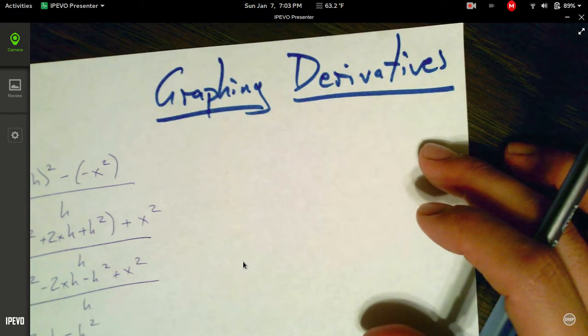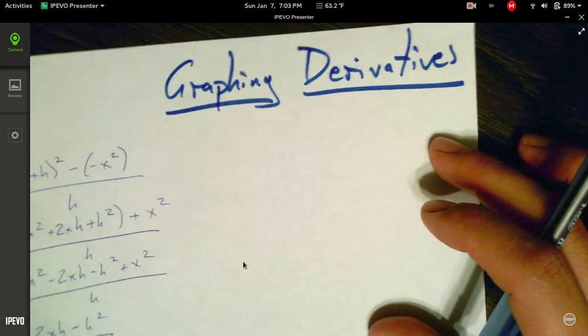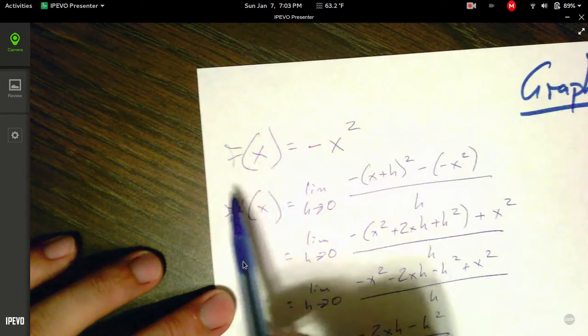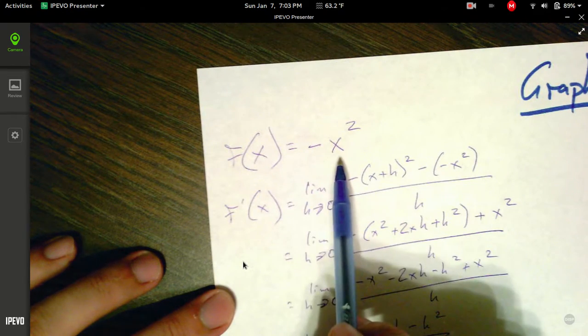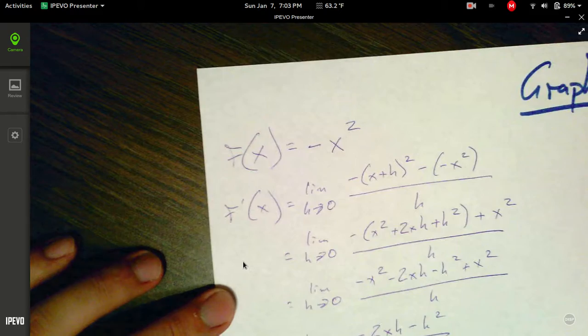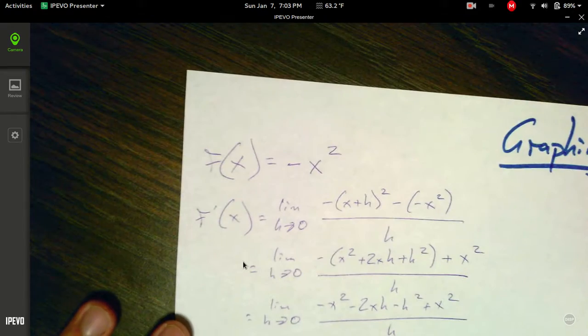For the example that I'm going to be working with you guys, I started off with the function f of x is equal to negative x squared. We're going to use our definition of the derivative. We'll take the limit as h approaches 0. I do all of my scratch work here. You guys should try doing this.